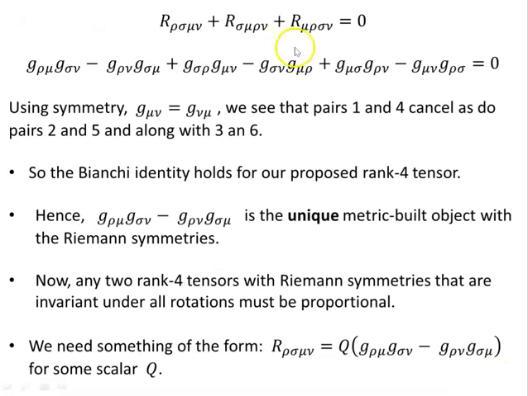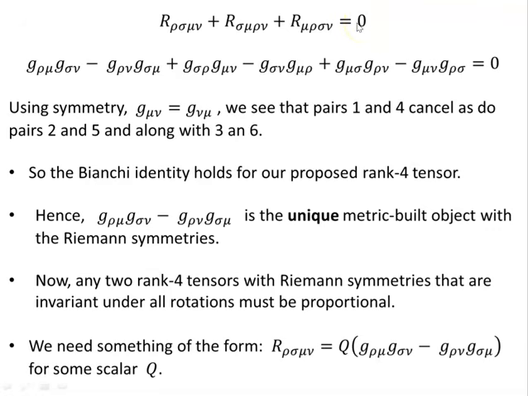All right, so here's the Bianchi identity again. This form here is these two terms, and then this one here was this one, and this one here was this last one. Now, using symmetry, noting that with the metric you can swap the indices and it's symmetric, so they're equal to each other, we see that pairs 1 and 4 cancel. Remember, the Bianchi identity means you sum these and you get 0.